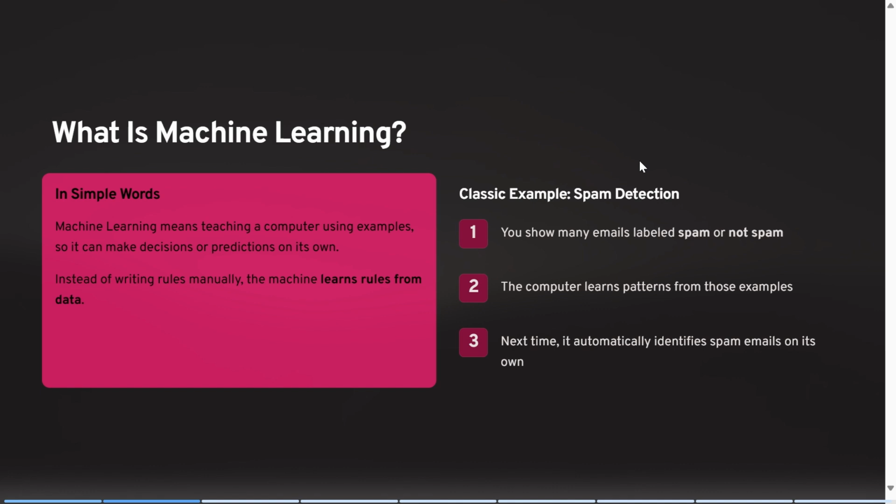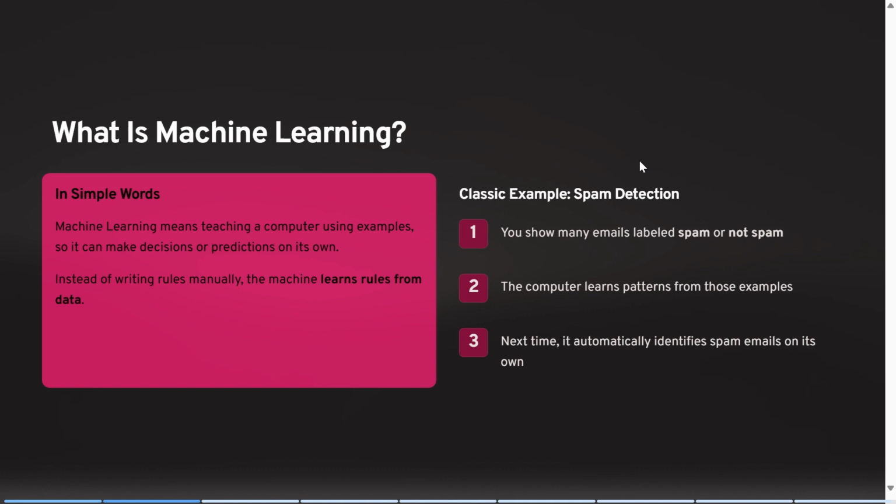For example, in spam detection, we show many emails labeled as spam or not spam to the machine, and then the machine learns patterns from those emails. Next time, when we give it a new email, it will automatically classify whether the email is spam or not spam. So the machine learns rules from the data instead of us writing the rules explicitly.